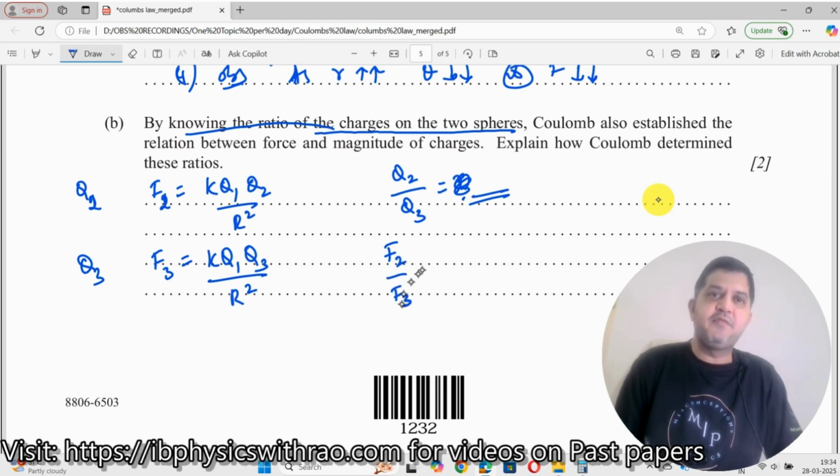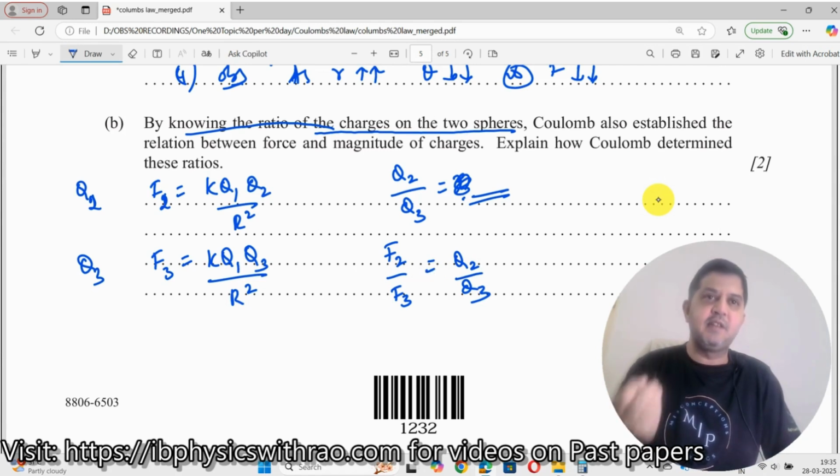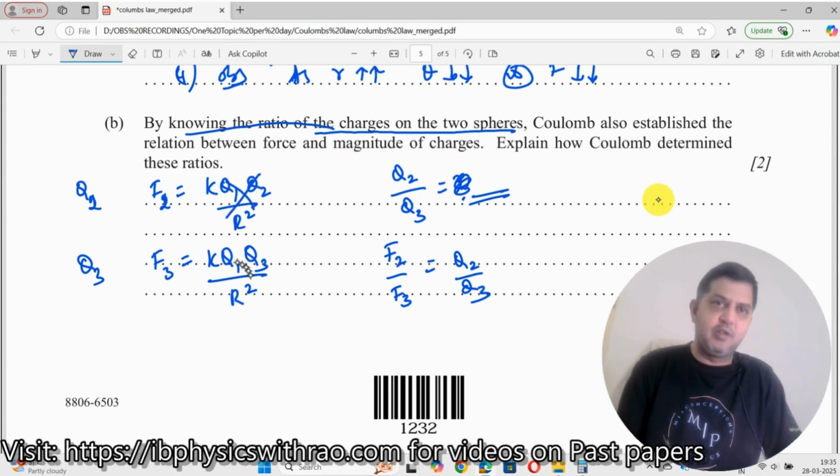F2 divided by F3 will now be equal to Q2 divided by Q3, right? When you see that there is a proportionality over here, as F increases, Q also increases. Let me assume I do not know anything about it. Okay, I get Q2 by Q3. I also know what F2 by F3 is. And then what I do is, I just divide one by the other, and I find out that as this ratio increases, this ratio also increases.